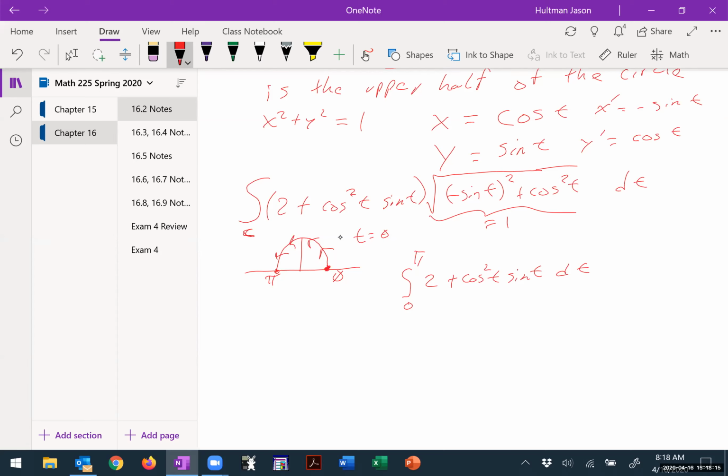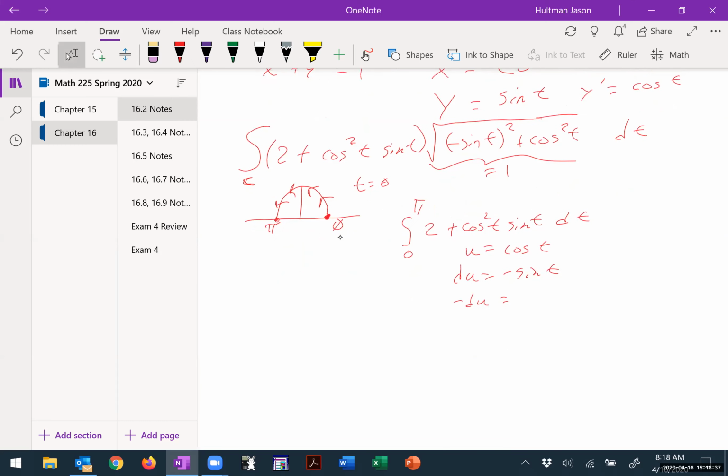Okay, let's look at a u-sub here. Let u equal cosine of t. That means that du, well, we already saw that that was negative sine t. And so negative du is equal to sine t dt.